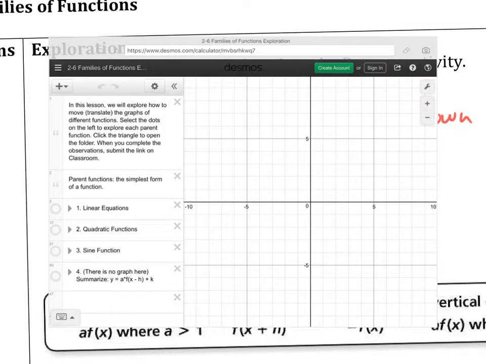functions. Now on the next page, what you're going to do is go to airmath.net, and we're going to play around a little bit with different functions. So read along here. In this lesson, we're going to explore how to move or translate or compress, which we call transform, the graphs of different functions. So we're going to select these dots in Desmos. I'm at desmos.com, and you can get that link from airmath.net. We're going to click this triangle right here to open it and see what happens. So let's see what happens with each one of these.